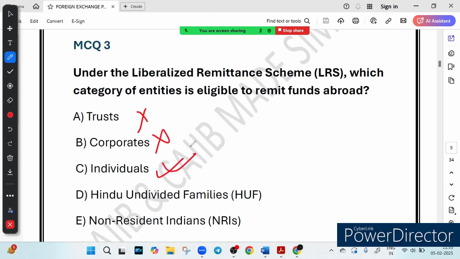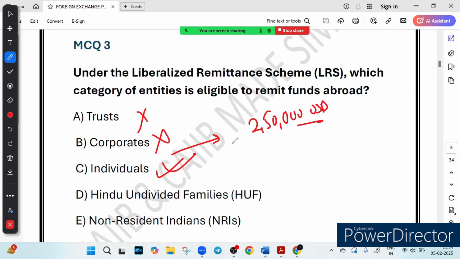Individuals, correct. Under the LRS, only resident individuals, including minors. Minors are also included, right? They can remit up to how much? 2.5 lakh US dollars per financial year for certain purposes. This includes education abroad, foreign travel, medical treatment, gift and donation, investment. For example, if an Indian student wants to study in Canada, their parent can send the tuition fee using LRS up to 2.5 lakh dollars per year, right? So option C is correct.